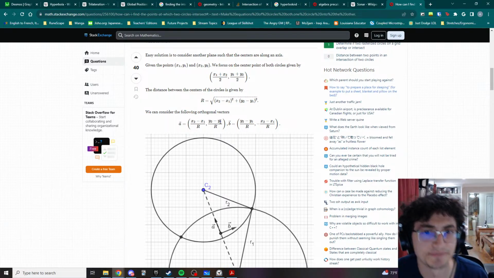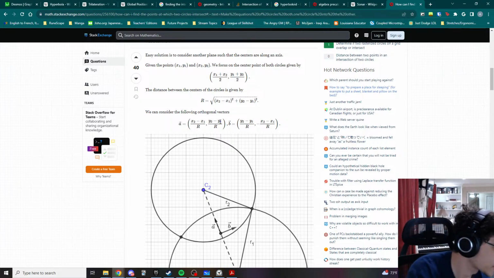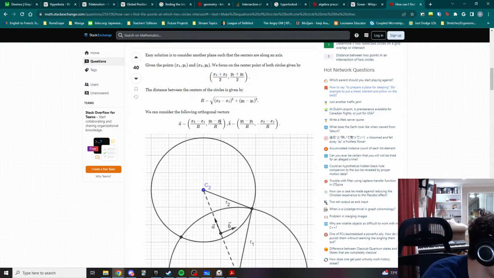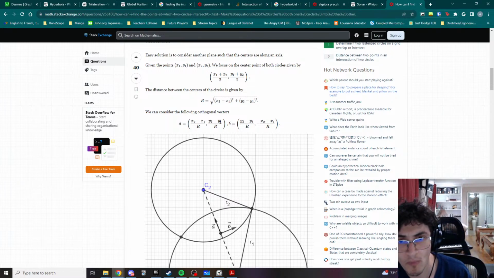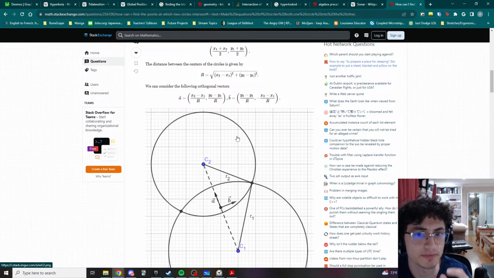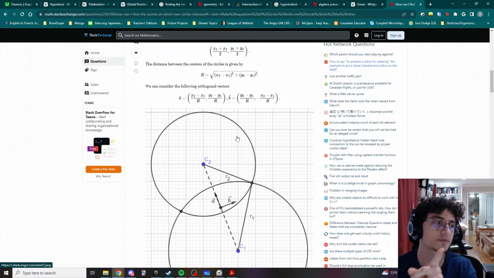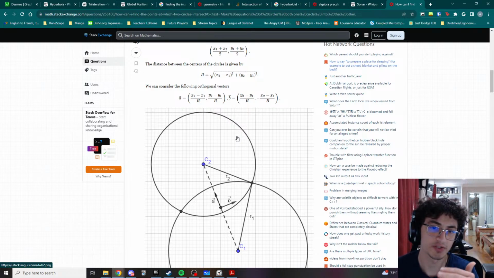Okay. The distance between the centers of the circles is given by that. Yep, that's just Pythagorean theorem and all that. And then we consider these vectors. A is the vector from the first center to the second center divided by the distance, so it's just length of 1. B is just perpendicular to it.